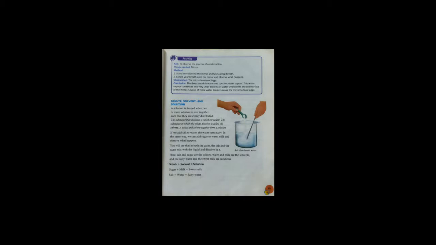For example, if we add salt to water, the water turns salty. Here salt is the solute because it gets dissolved, water is the solvent, and as salt and water together have formed salty water, so salty water is the solution. One more example is, if we add some sugar into milk, we will see that it will change into sweet milk. Here sugar gets dissolved, so it is the solute. Milk is the solvent, and milk and sugar together form sweet milk, so sweet milk is the solution.